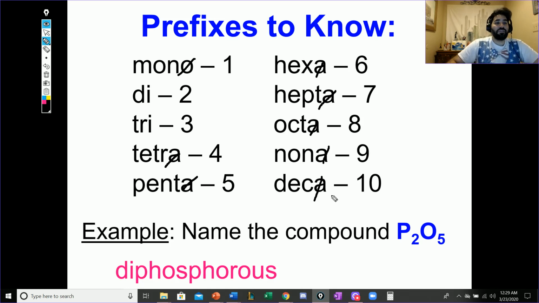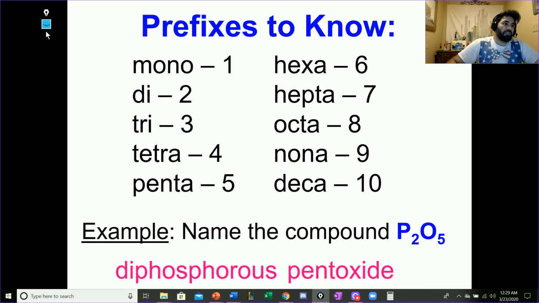Just erase that, and then it'll work out just fine. Now you can probably guess what this one is called. I'll give you a second. Pause the video and try. It's called pentoxide.